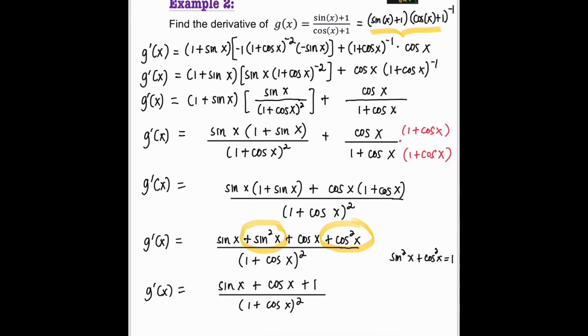And if there's nothing we can do anymore, then that's the derivative. You don't need to expand the denominator. You can only expand it if something can be canceled out after doing that. But if there's nothing that can be canceled out after expanding it, then just leave it like that.